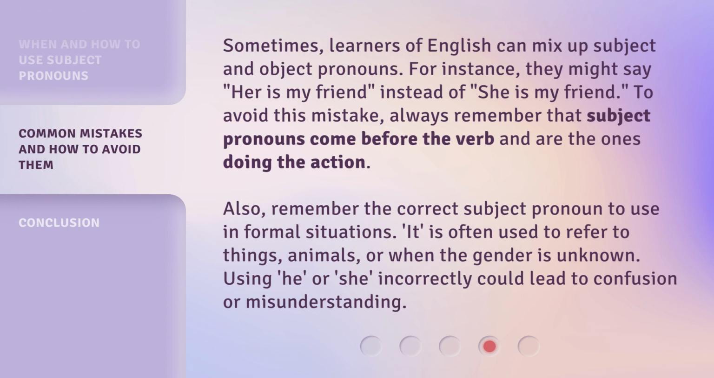Sometimes, learners of English can mix up subject and object pronouns. For instance, they might say, "Her is my friend," instead of, "She is my friend." To avoid this mistake, always remember that subject pronouns come before the verb and are the ones doing the action. Also, remember the correct subject pronoun to use in formal situations. It is often used to refer to things, animals, or when the gender is unknown. Using he or she incorrectly could lead to confusion or misunderstanding.